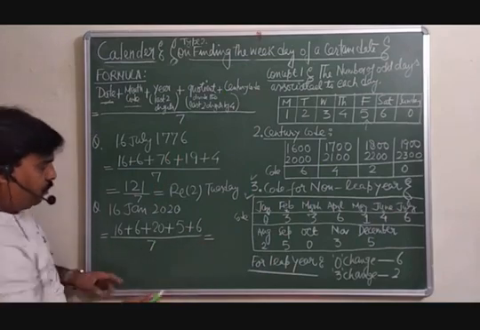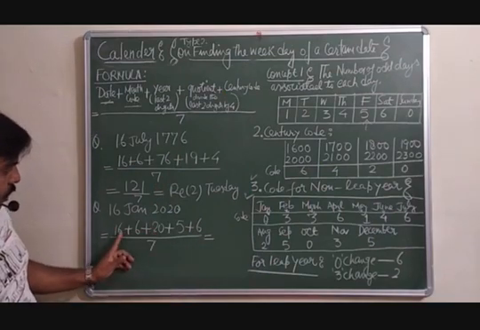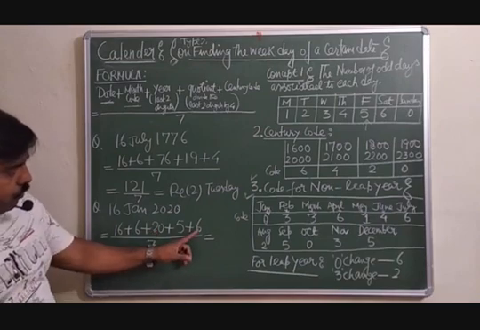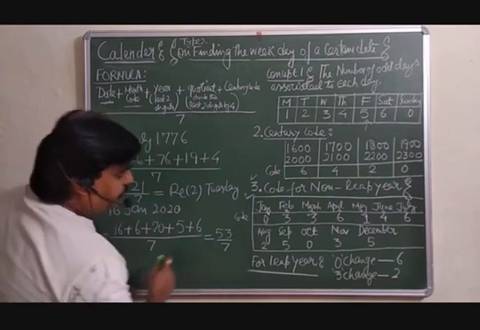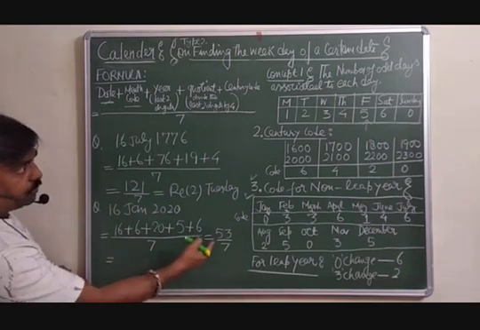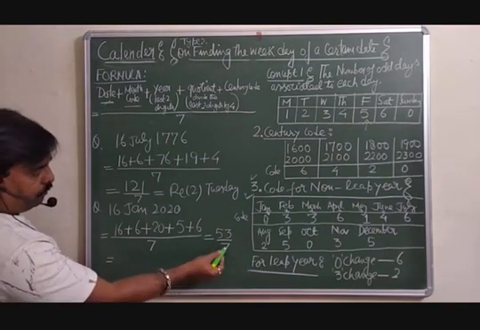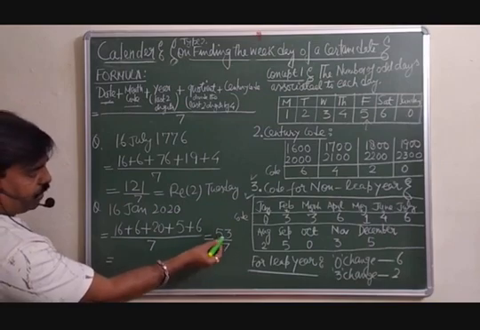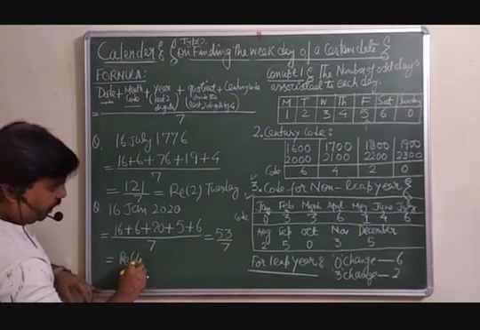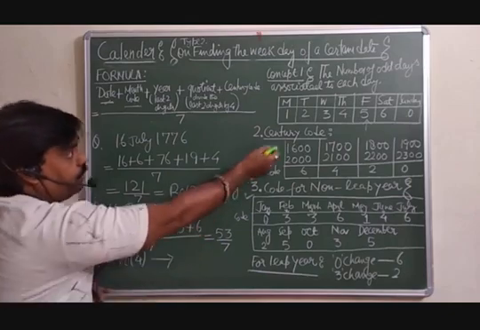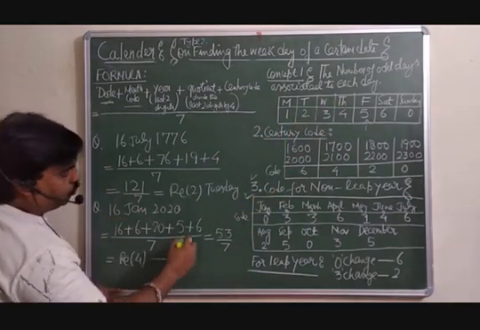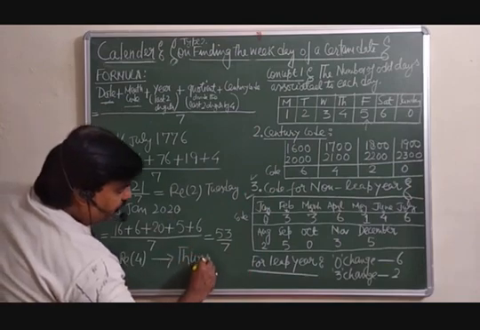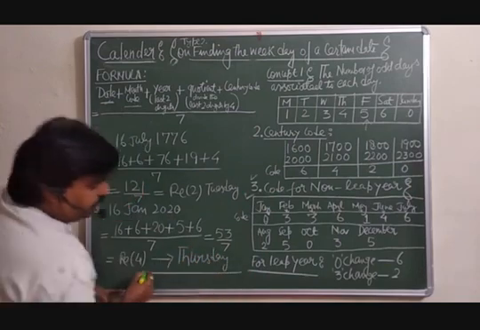So this is equal to 42, 48, then 53. 53 is divided by 7. So what will you get? 7 sevens are 49, so your remainder is 4. It means this date will be 4, which is Thursday. So 16 January 2020 used to be a Thursday. Have a look.